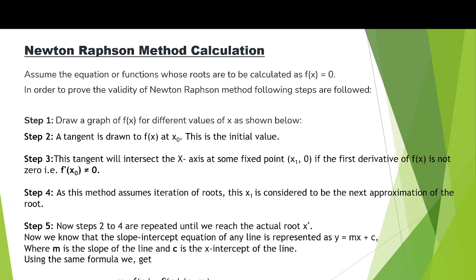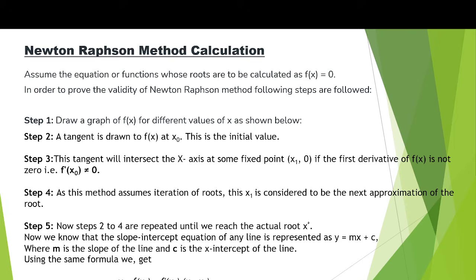Now here I am defining the calculation of Newton-Raphson method. Assume the equation or function whose roots are to be calculated as f(x) = 0. In order to prove the validity of Newton-Raphson method, the following steps are followed. In step 1, draw a graph of f(x) for different values of x as shown below. In step 2, a tangent is drawn to f(x) at x = x0. This is the initial value which is given in the question.